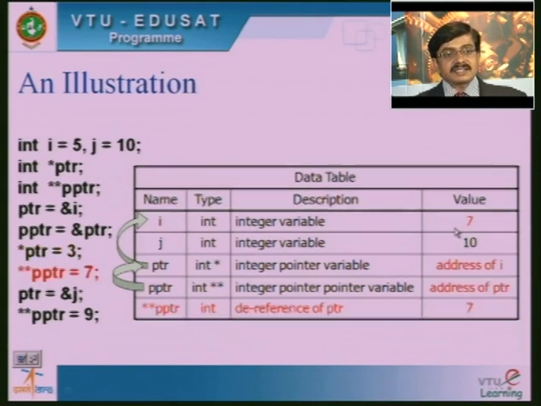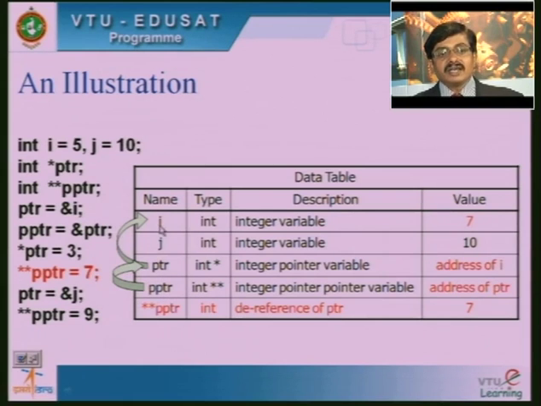Next, when I go for the next statement, *PPTR = 7, indirectly, via the PPTR I am altering the value of I to 7. PPTR is pointing to PTR, and PTR is pointing to I. So with this, the 7 will be updated in the variable I.